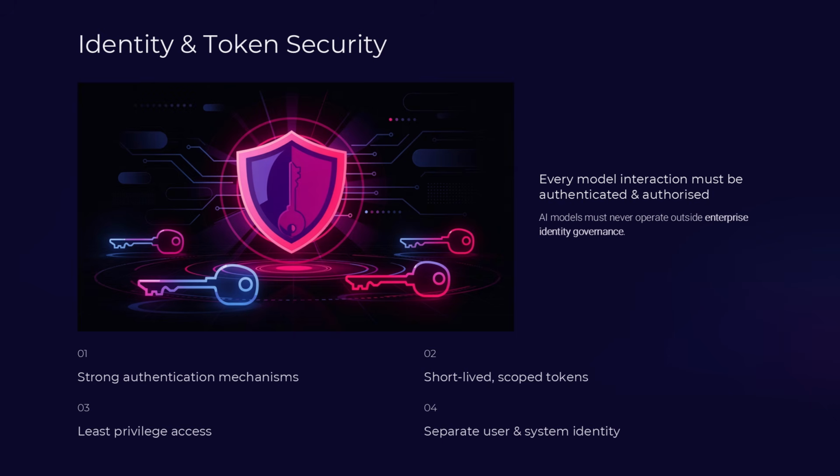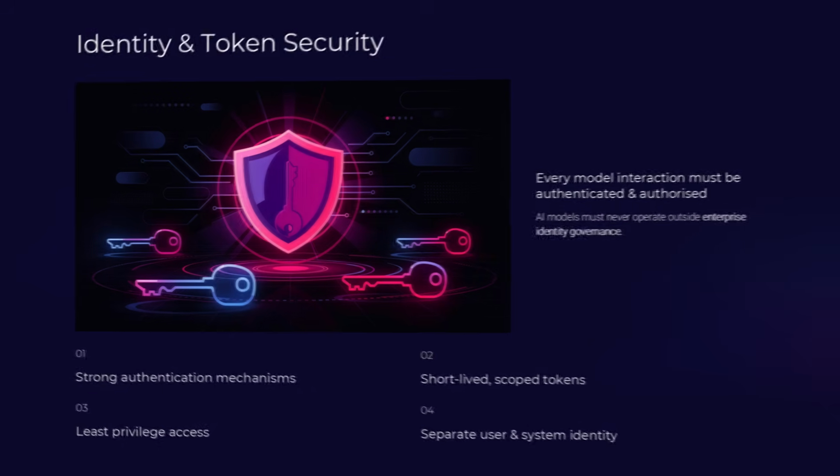You must enforce strong authentication mechanisms, short-lived tokens, least privilege access principles, and separation between user identity and system identity. Consider an autonomous workflow that uses a service identity to access a model. If that identity has excessive privileges, compromise could lead to broad exposure. Architecturally, identity and token management must be integrated with enterprise identity platforms. Artificial intelligence models should never operate in isolation from identity governance.